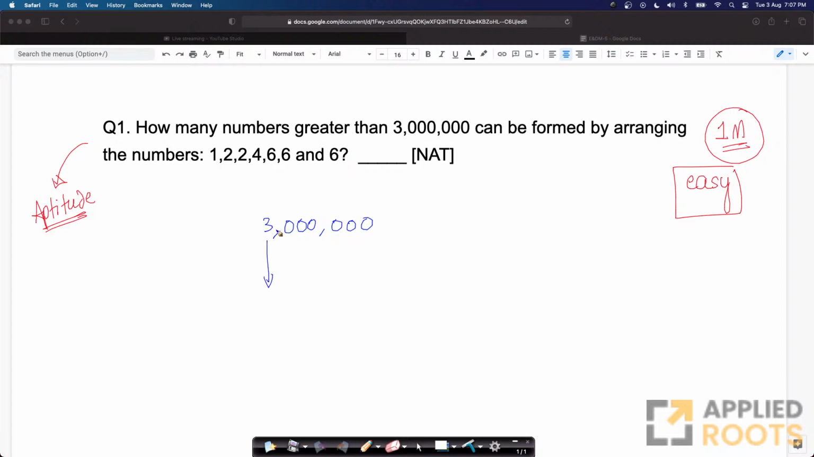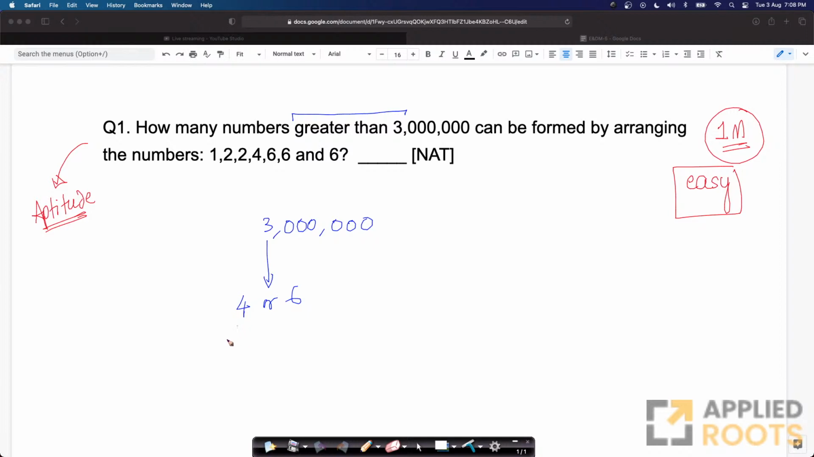So which means in this location, what all numbers can you place? Because you want numbers greater than this. If you want to construct numbers greater than this, in this position, there are 2 possibilities. You can either place 4 or you can place 6. Any other number you place here will result in constructing a number which is going to be less than 3 million, right?